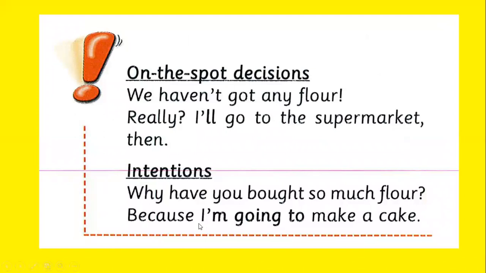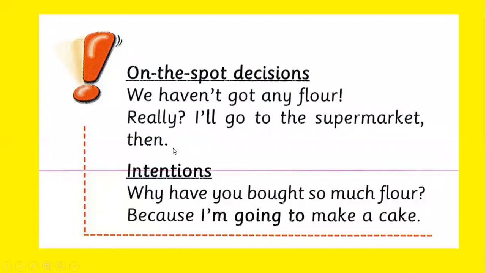So on the spot decision, the difference between going to and will here. On the spot decisions mean quick decisions that you make without preparation, without arrangement, without intention. For example, your dad or your mom might say, we haven't got any flour. So you say, really? I'll go to the supermarket then.